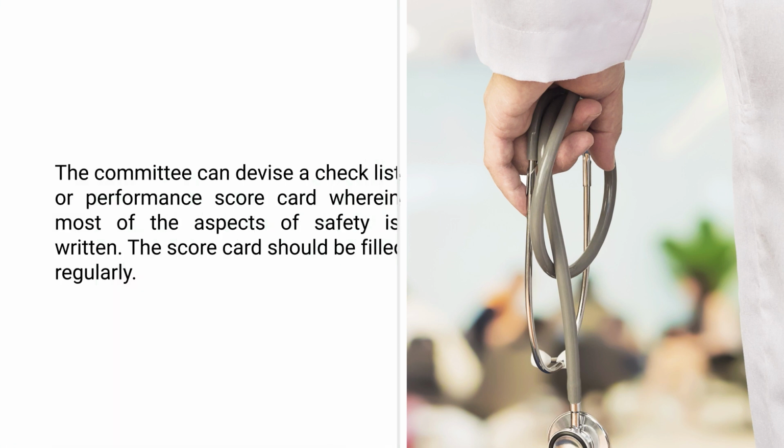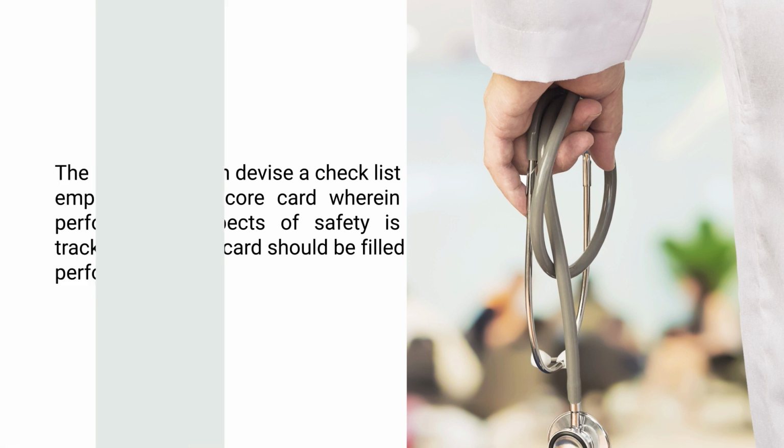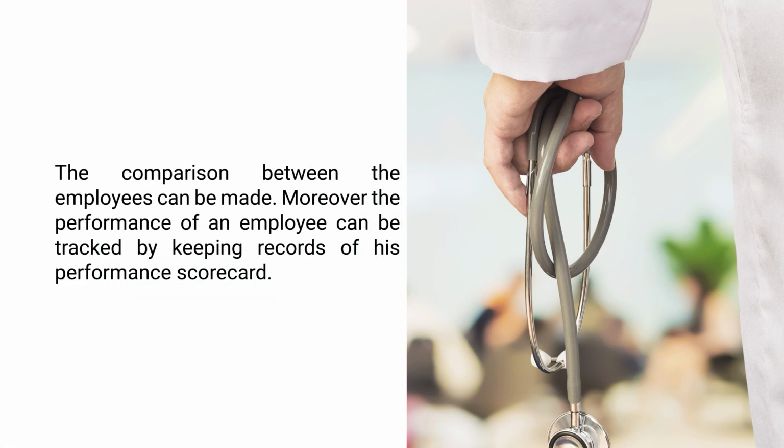The committee can devise a checklist or performance scorecard wherein most of the aspects of safety are written. The scorecard should be filled regularly. The comparison between the employees can be made, and the performance of an employee can be tracked by keeping a record of his performance scorecard. That is, does this employee always falter, always err, or are there certain times when this employee may err? For example, we may find that certain procedures when performed by a nurse at the end of her shift result in more errors.